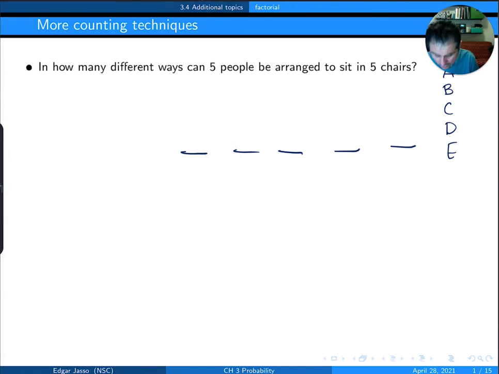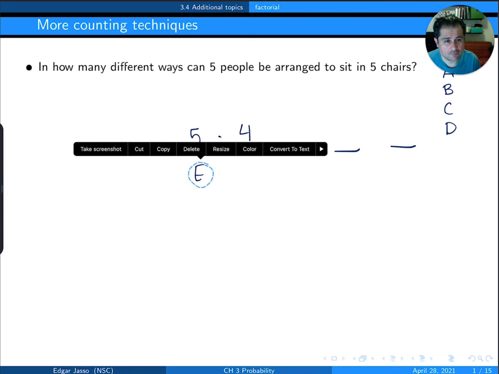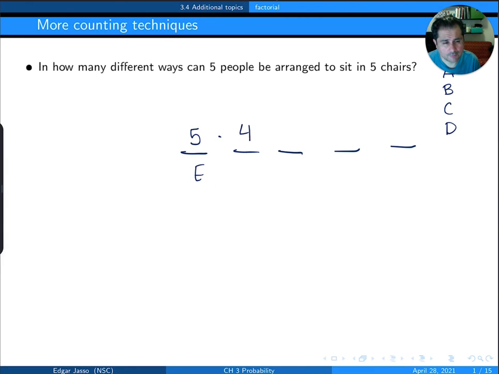So for the first spot, it could use any of the letters, so I have five options. For the next one, I have any of the letters except the one that was used, right? So if I use, for example, E for this one, then I have only four options for the next one. So then I have to decrease by one each time. So I have three here times two times one. You multiply those numbers and you get 20 times six, so 120. So there's 120 different ways five people can sit in five chairs.